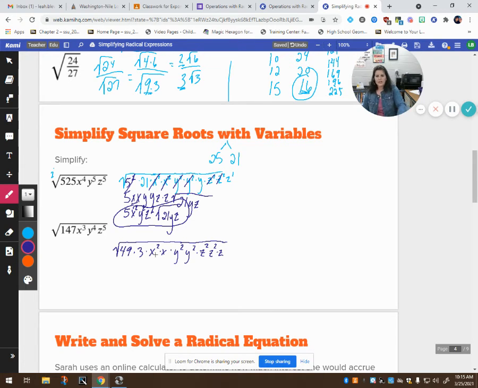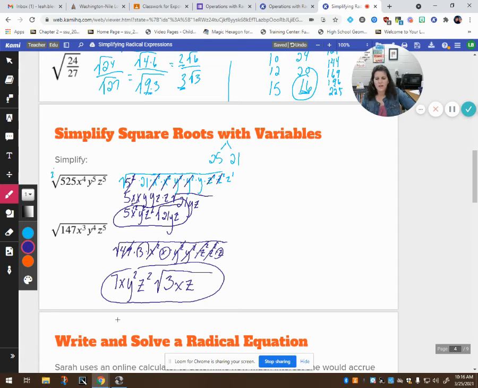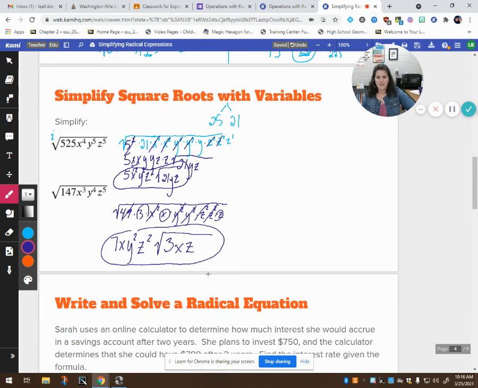Okay, I've rewritten it here. 49 is the same. If I take the square root of 49, I get 7. Take the square root of x squared, I get x. So I'm done with this, done with this. Square root of y squared is y. Square root of another y squared is another y, so I've got 2 of them. Square root of z squared is z, and I've got it a second time, so I'm going to have z squared out here. And then inside I'm left with 3xz. So it simplifies to 7x y squared z squared times the square root of 3xz.